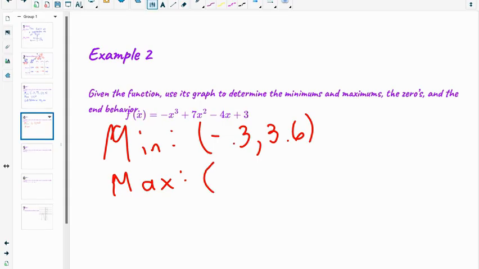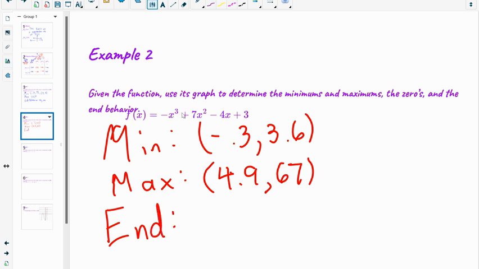Okay, (4.9, 67). Now the end behavior, we've got an odd degree with the 3, and we've got a lead coefficient that's negative. So that means as x approaches infinity, we're headed off to infinity. Oh, sorry, no, we're flipping it. Forgot to flip it. As we head off to infinity, the function heads off to negative infinity. And then as we head off towards negative infinity, the function itself will go to infinity. Okay.